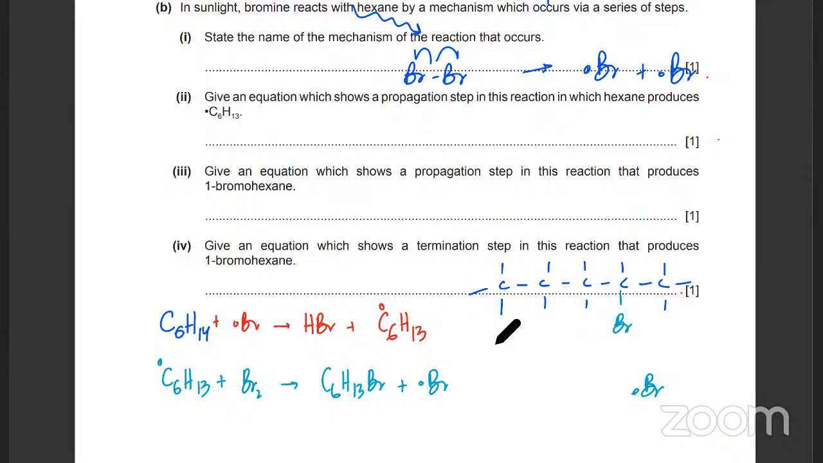That bromine radical would attack one of the hydrogens and take it away. So the same propagation step would repeat over and over again. So give an equation which shows the propagation step in the reaction in which hexane produces C6H13. So what happened was C6H14, a bromine radical came in, took away one of the hydrogens, formed HBr, and left a hexane radical. It would be called a hexyl radical. Now give an equation which shows a propagation step in this reaction that produces one bromohexane.